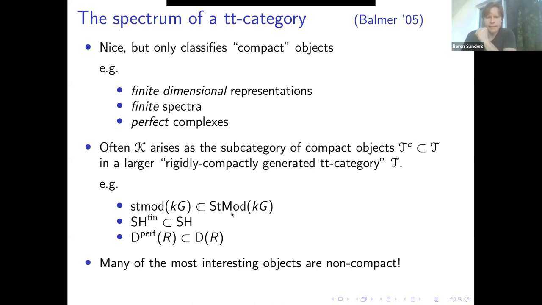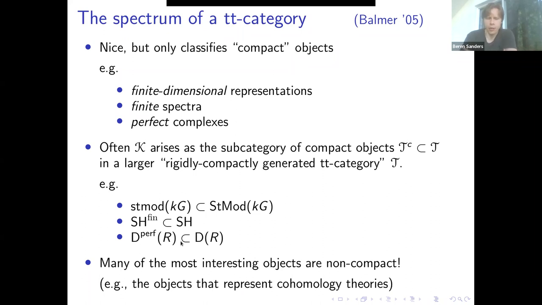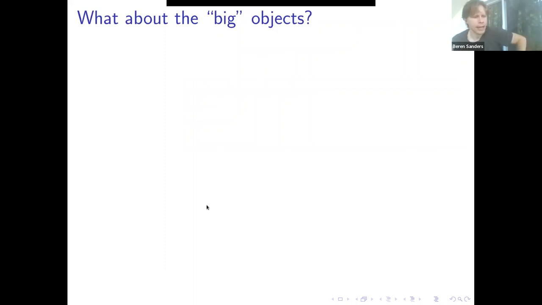And it turns out that many of the most interesting objects are not compact. They don't sit inside these subcategories. So for example, the objects that represent cohomology theories in algebraic topology are typically going to be infinite dimensional, non-compact objects. They're going to be objects of SH, but not objects of SH finite. And so if we want to understand those objects, we're going to have to deal with these non-compact objects. So that's the next thing: how does one deal with big objects, these non-compact objects?